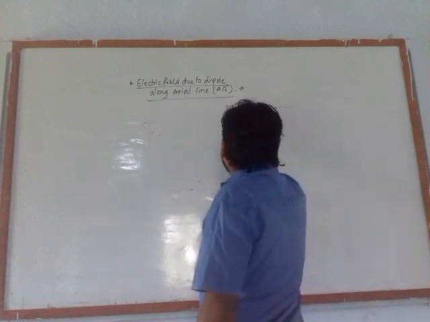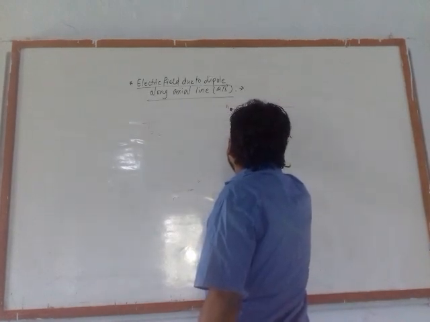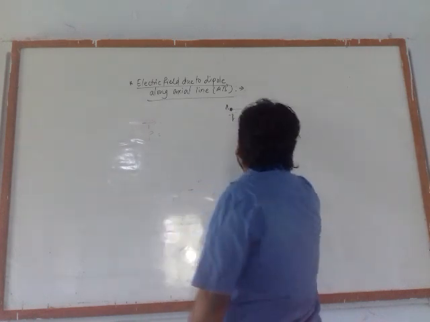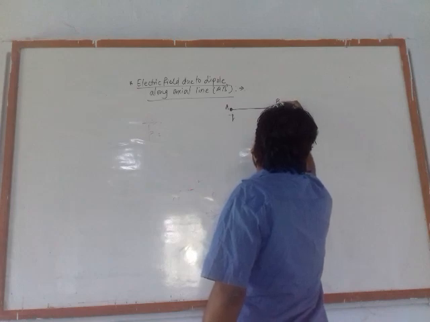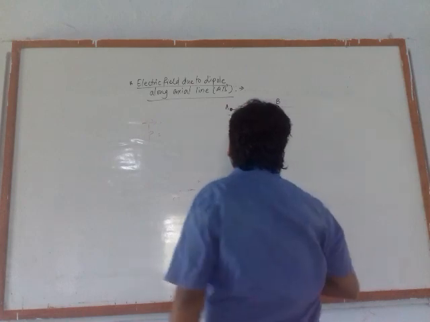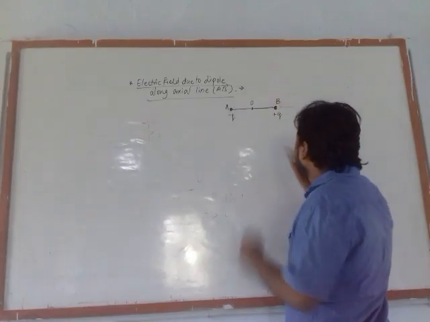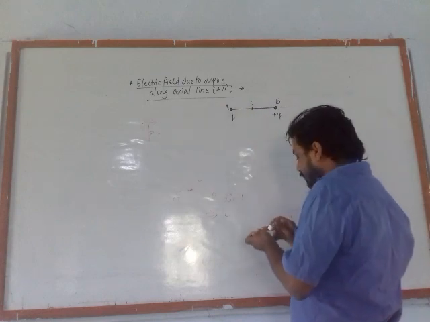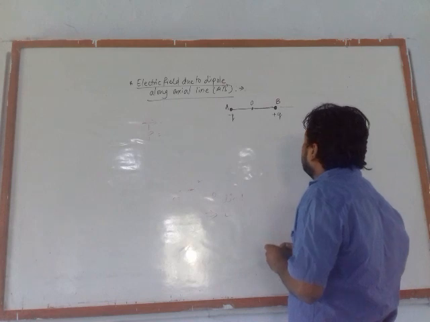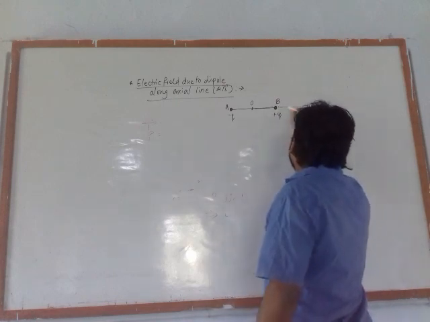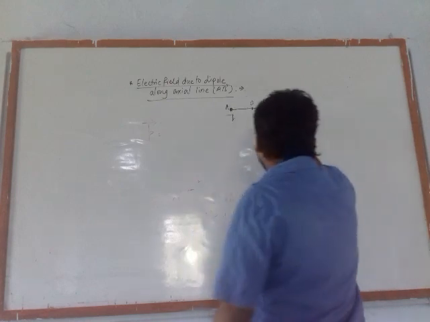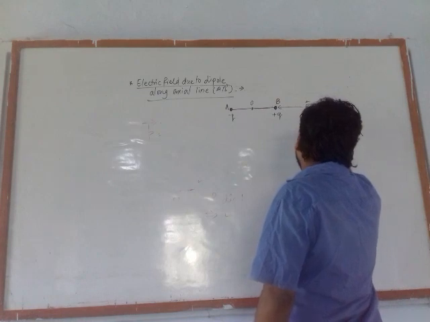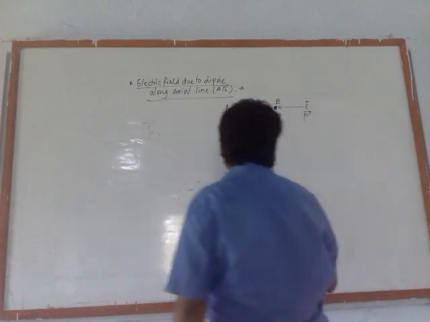Suppose there is a negative charge Q placed at point A, and B is another point where a positive charge is placed. Here O is the center of the line joining A and B, where the dipole charges are placed. Then the direction of the electric field will be from positive to negative, and the dipole moment is from negative to positive.